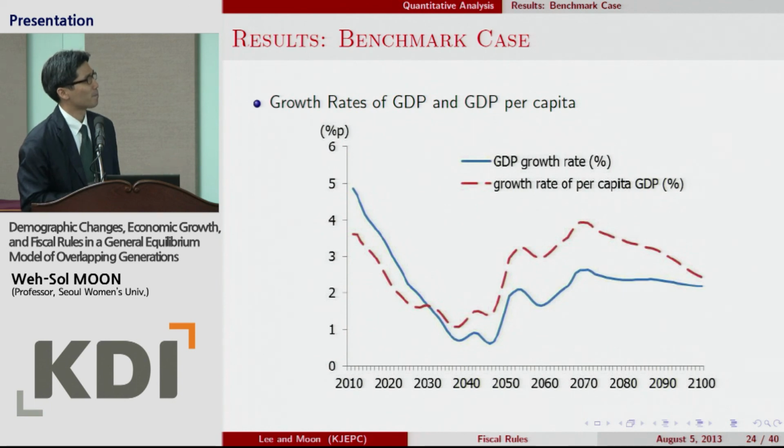It kept falling during 2010 to 2050, and then it bounces up because the economy is moving back to the steady state. It's due to the force of adjusting right after transition dynamics. The red dotted line is the growth rate for capital. GDP is higher than GDP growth rate because of low population, the smaller size of the population.